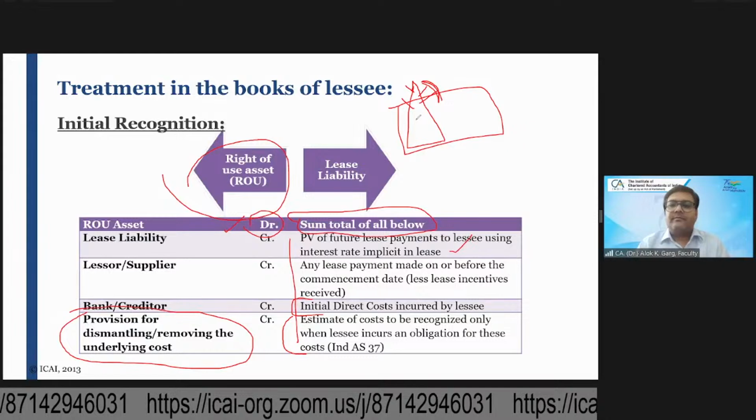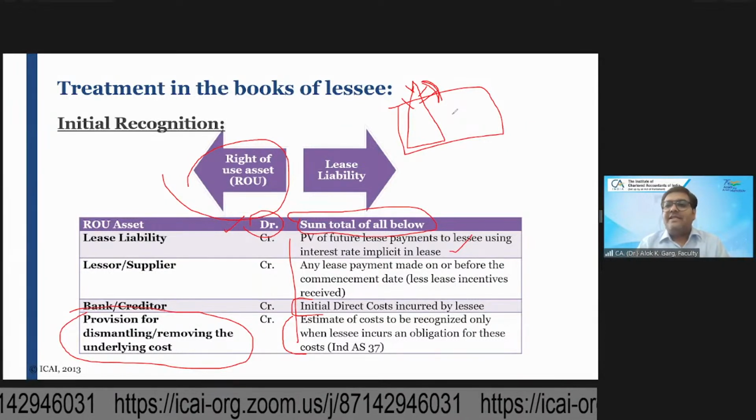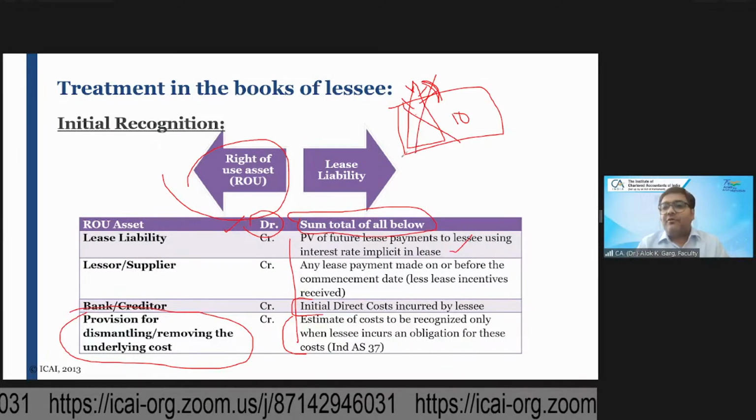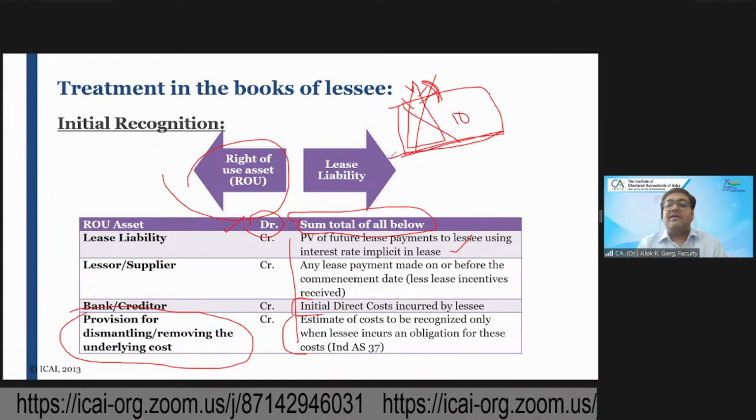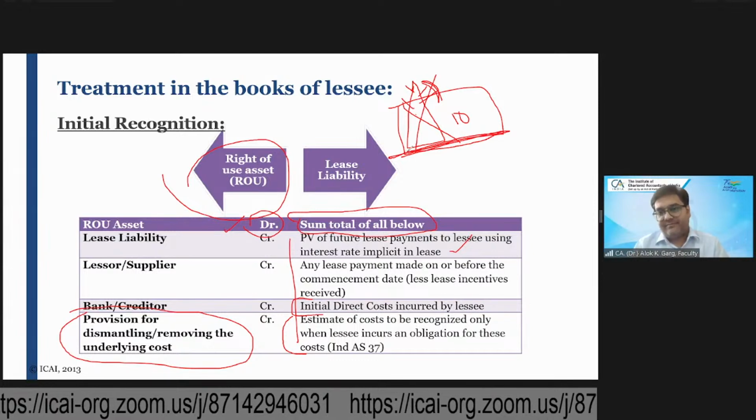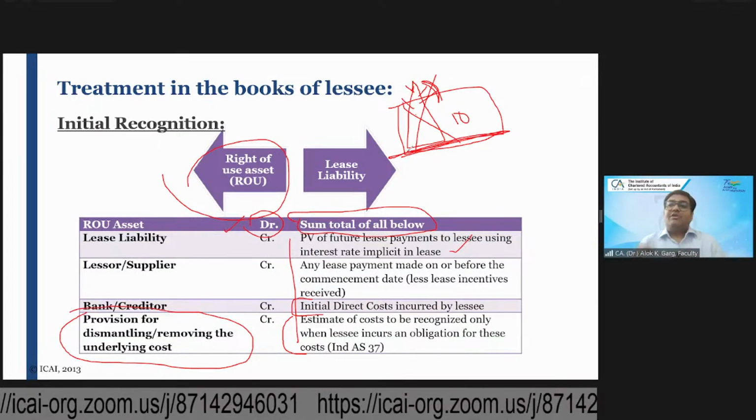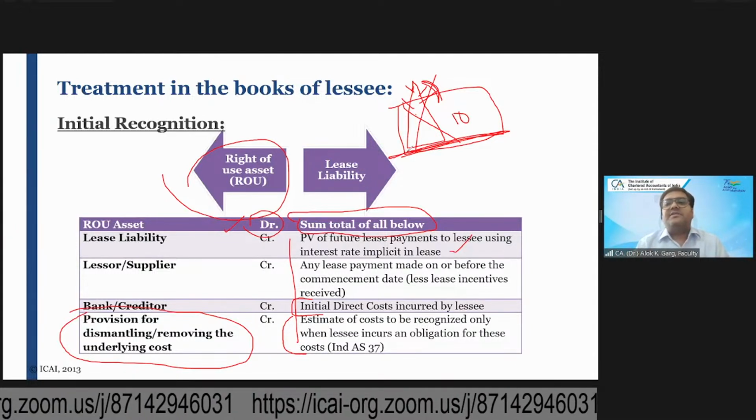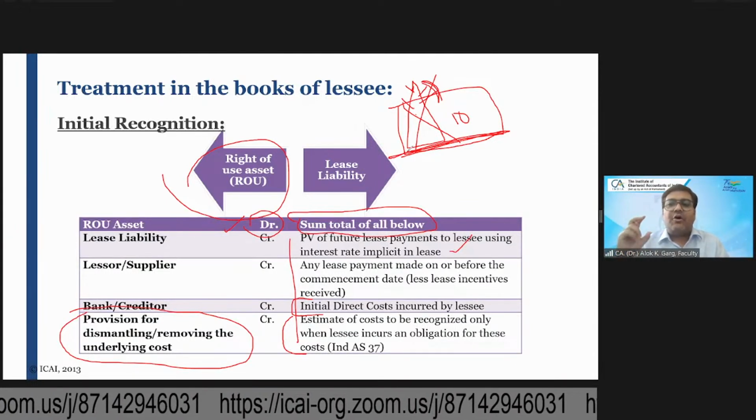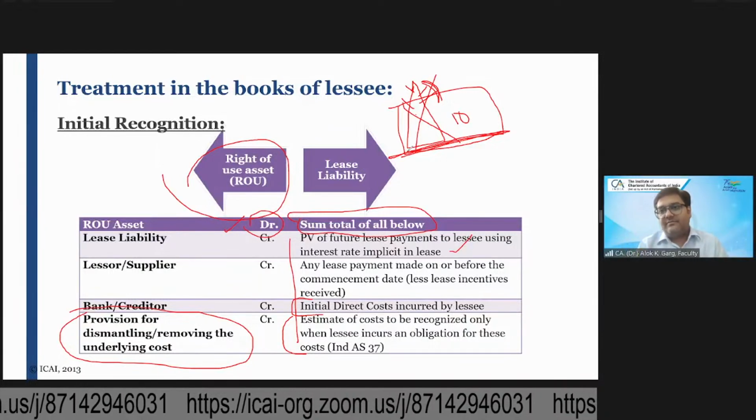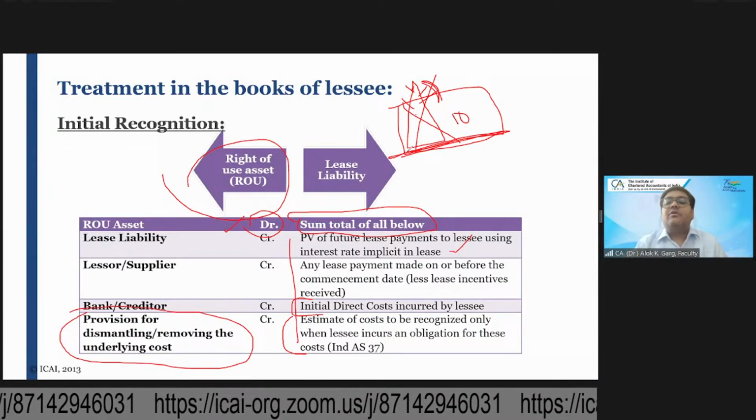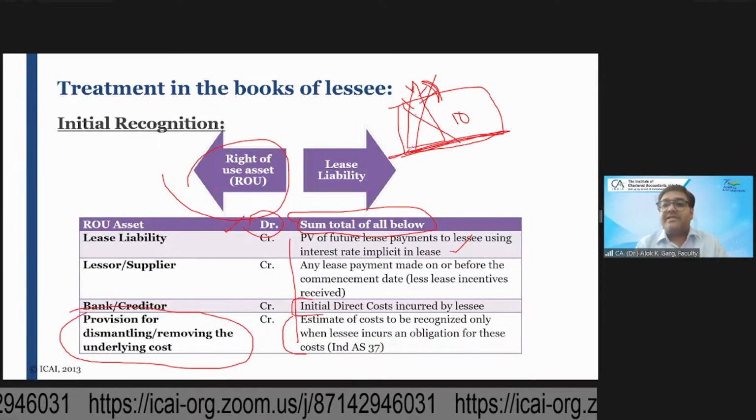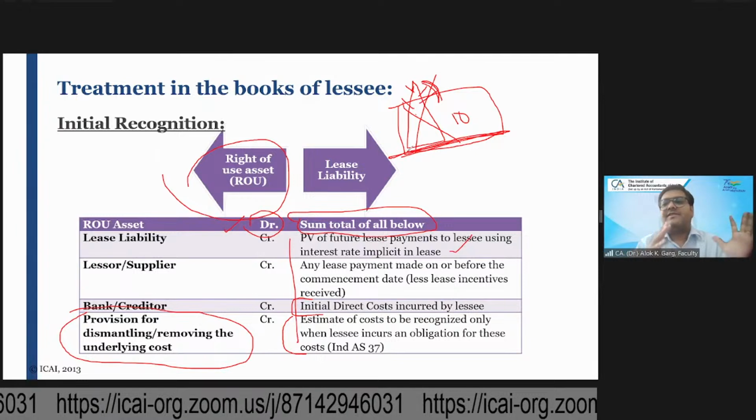Now what happened? After a certain lease period, let's say 10 years, they have to dismantle this tower and restore this land into the same condition in which the lessor had given it to the lessee. So whatever asset retirement obligation or asset dismantling obligation is there has to be debited to right of use asset and credited to provision for asset retirement obligation. The same accounting which we have discussed in the PPE standard.